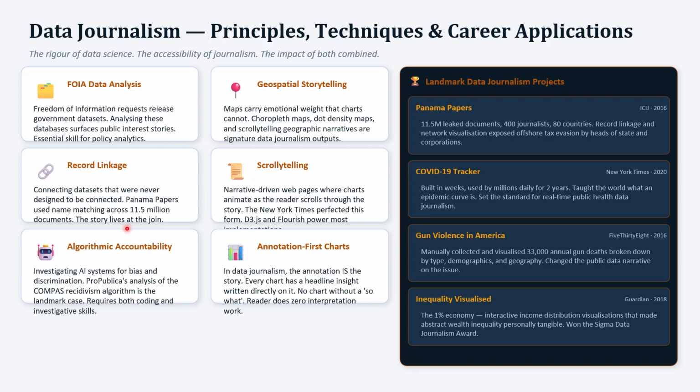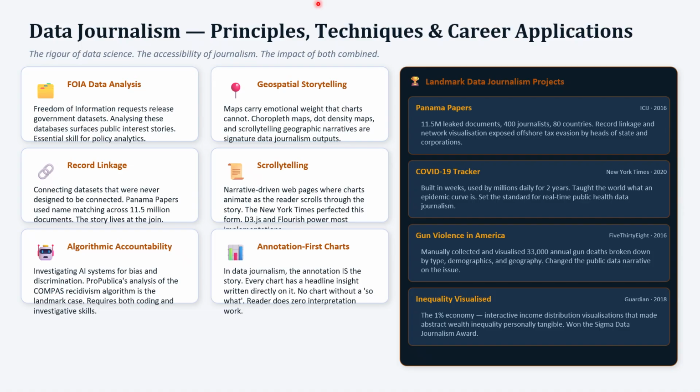And record linkage, connecting data sets that share no common key. The Panama Papers investigation matched names across 11.5 million documents using fuzzy string matching and network graphs. That is data engineering in the service of investigative journalism. And then scrollytelling.